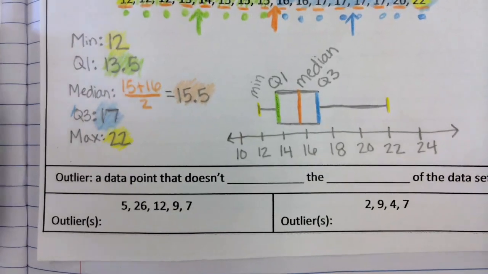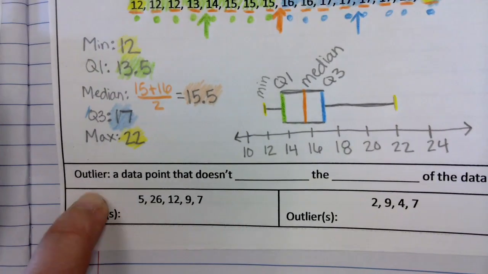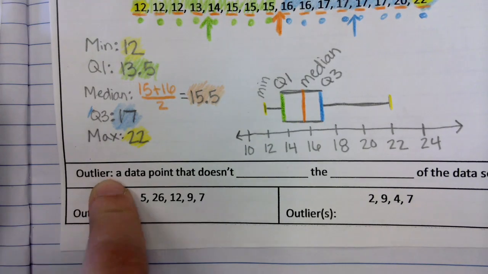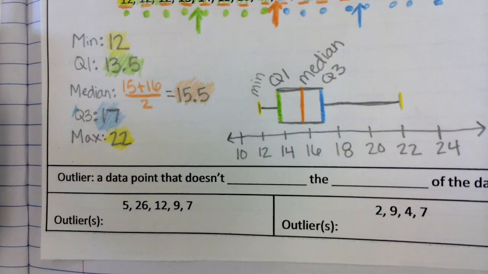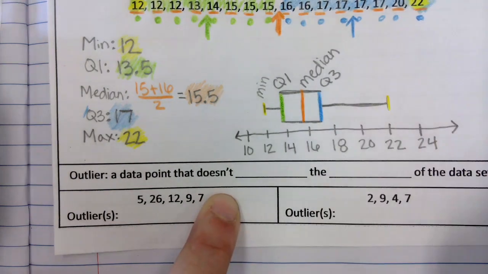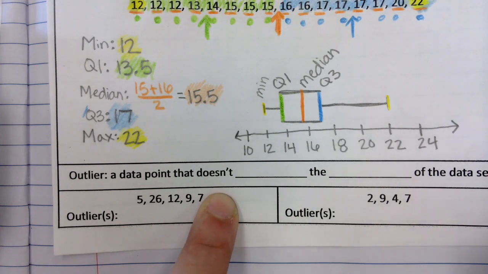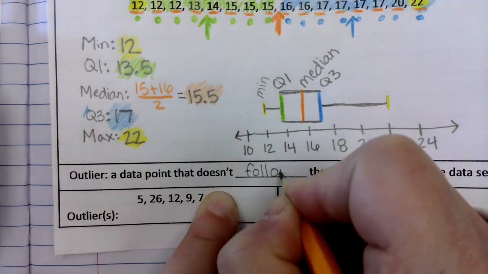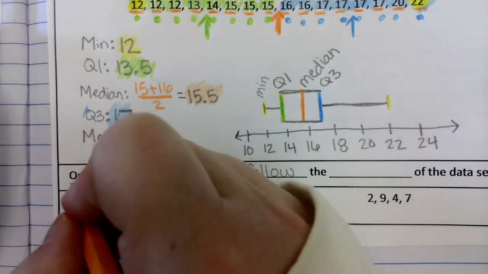It lies outside. Got that compound word there, outlier. It lies outside, so it doesn't follow the trend of the data set. All right, so as we look at these data sets, we're going to decide if there's an outlier, a number that doesn't really belong, that doesn't match, that doesn't fit what's happening.